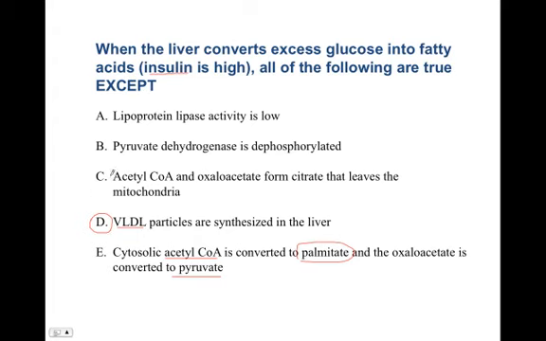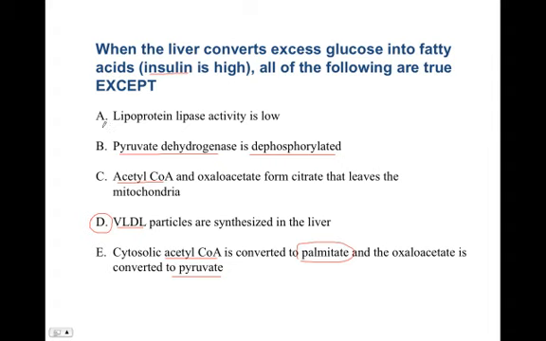What about C? Acetyl-CoA and oxaloacetate form citrate that leaves the mitochondria. Again, this is also true. Under high levels of glucose, glucose is oxidized to pyruvate, and pyruvate is converted to acetyl-CoA via pyruvate dehydrogenase. This leads us to B. Pyruvate dehydrogenase is dephosphorylated. This is also true. Under high levels of insulin, pyruvate dehydrogenase is dephosphorylated and active, leaving us with A.